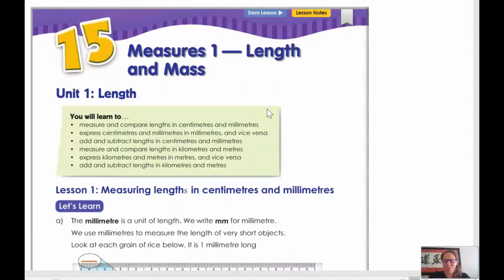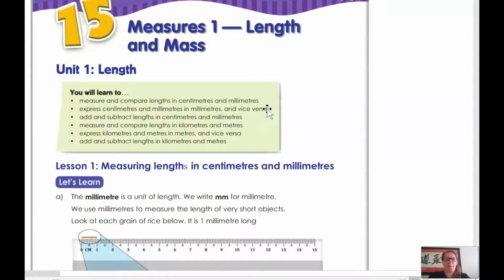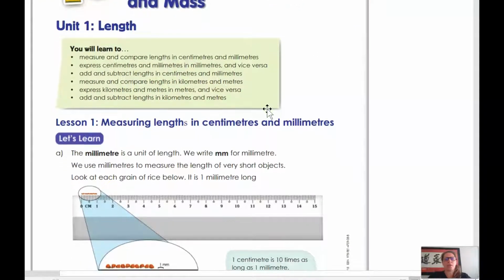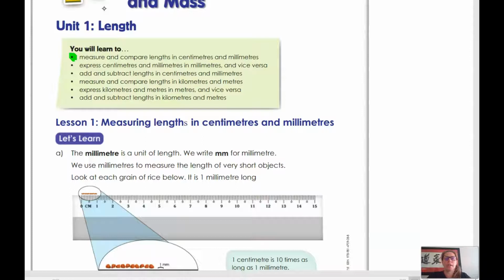Well, guess what? We're at a new topic. So, measures, length, and mass. During this topic, we are going to learn the following. Let me highlight. We are going to measure and compare lengths in centimetres and millimetres.